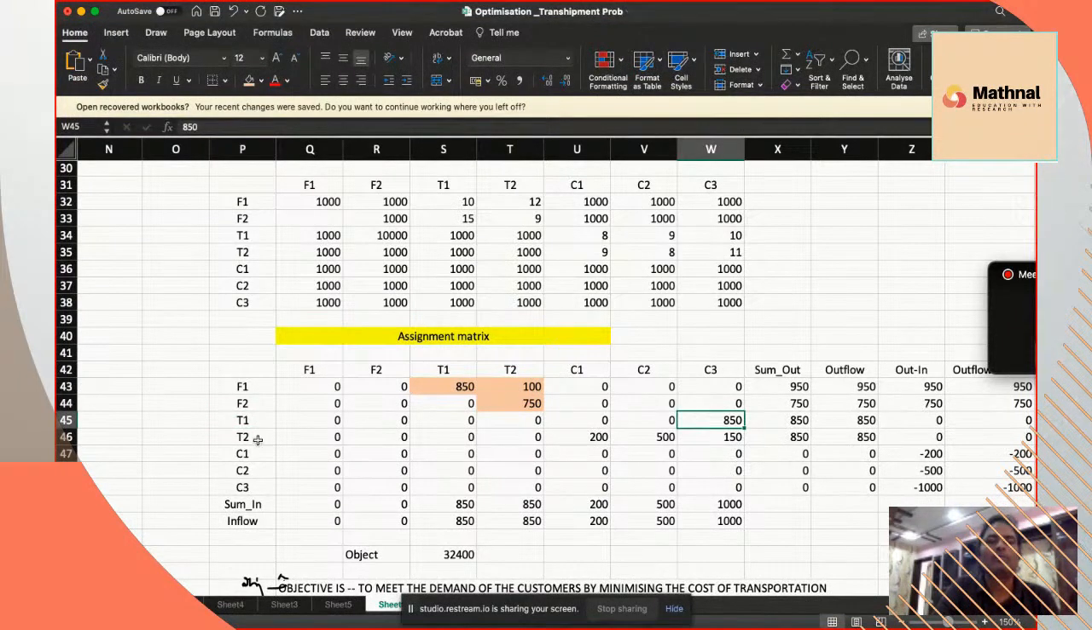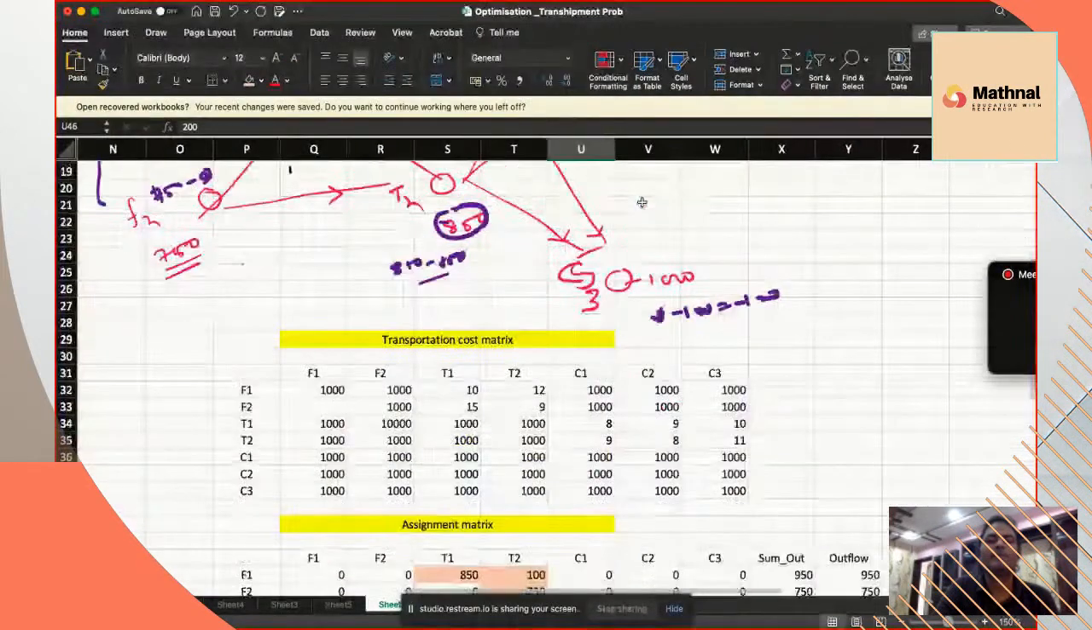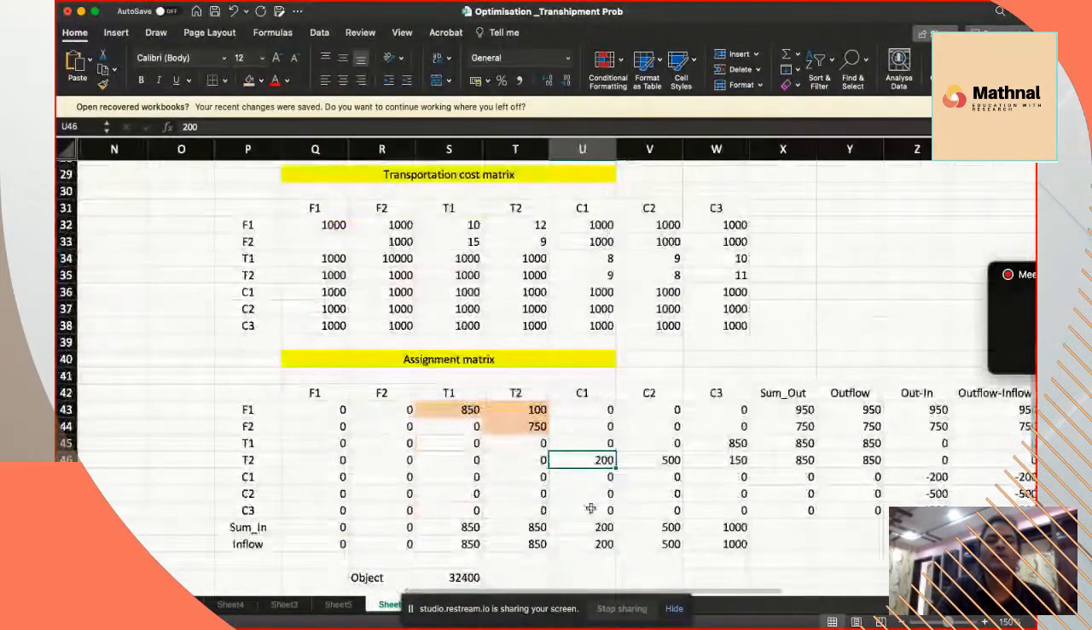Now T2. T2 is delivering 200 units to C1, 500 units to C2, and 150 units to C3. What is the capacity of C1? 200, right? It is matching here. Look at the inflow, it is 200.